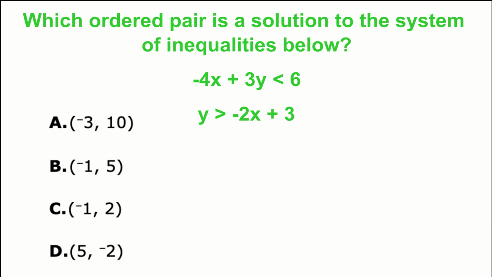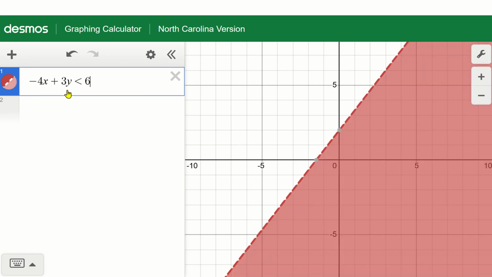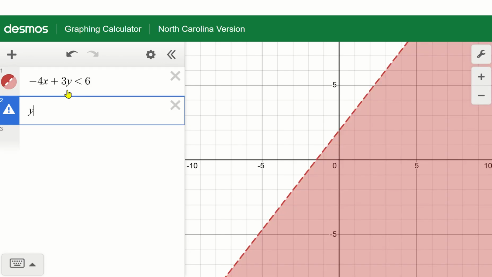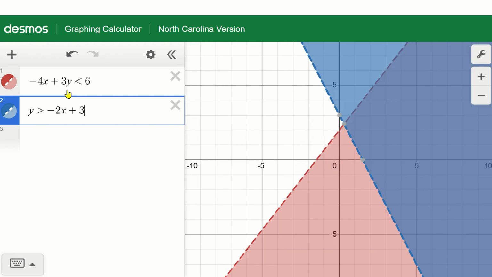So, if I put those in, I've got negative 4x plus 3y less than 6. I've got y is greater than negative 2x plus 3. So you can see Desmos shades for both of them. It doesn't leave just the one section, but the solution part is this section where it's double shaded, where it's doubled up. All right, so over here in this area.